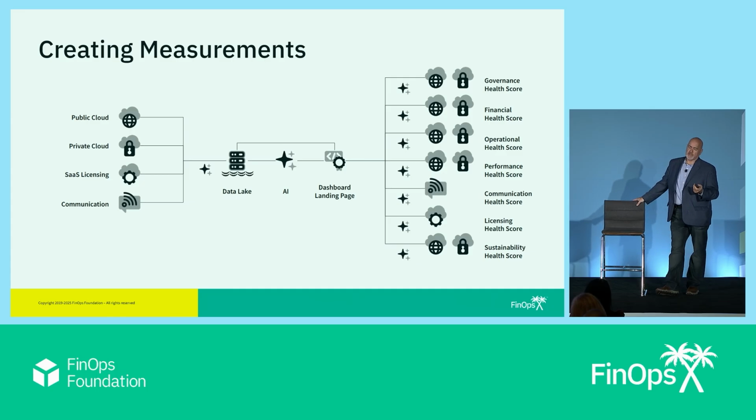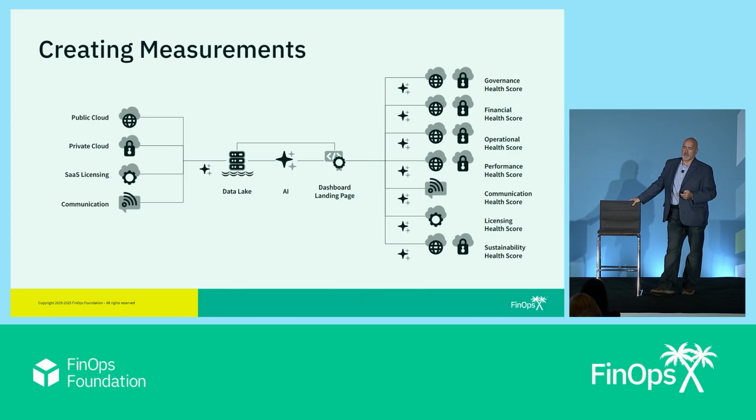Governance, I would say we probably spend more time on financial health scores and performance health scores. Performance health scores are primarily on our private cloud. We focus on that because we're looking for asset recovery.